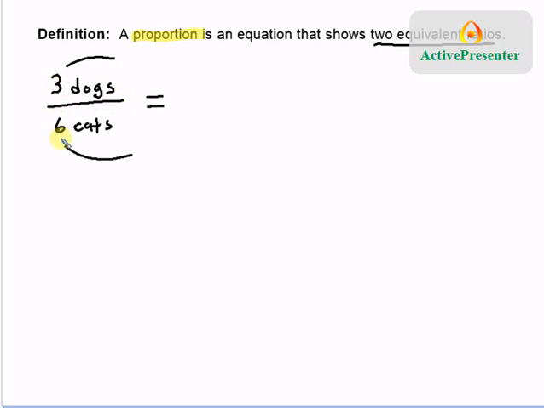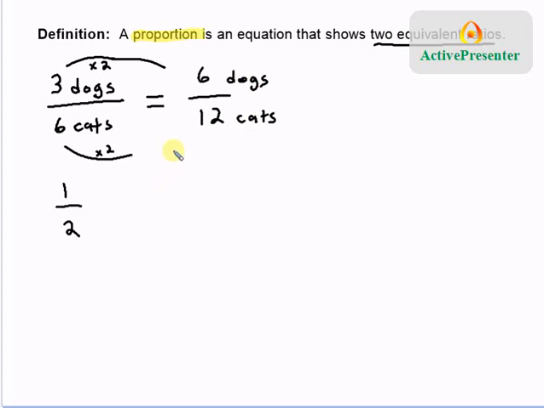So in this case, for 3/6, we could have an equivalent ratio of 1 to 2. In that case, we divide 3 by 3 and we get 1. We divide 6 by 3 and we get 2. Or we can multiply by 3, or multiply by 2, or multiply by any number, in fact. We can do this times 2, and this times 2, and that will give us 3 times 2 is 6, 6 times 2 is 12. So an equivalent ratio for 3 dogs to 6 cats would be 6 dogs to 12 cats.